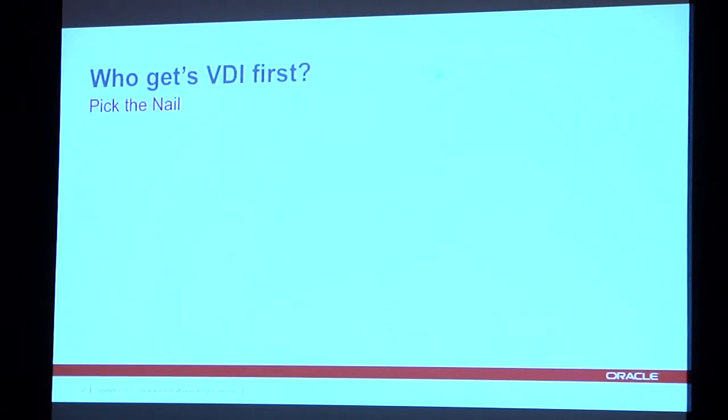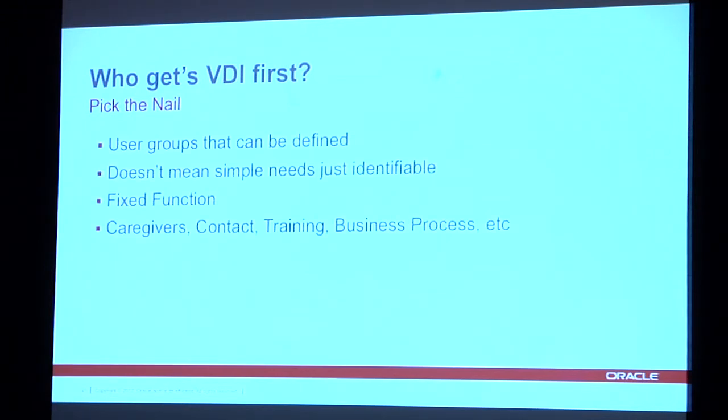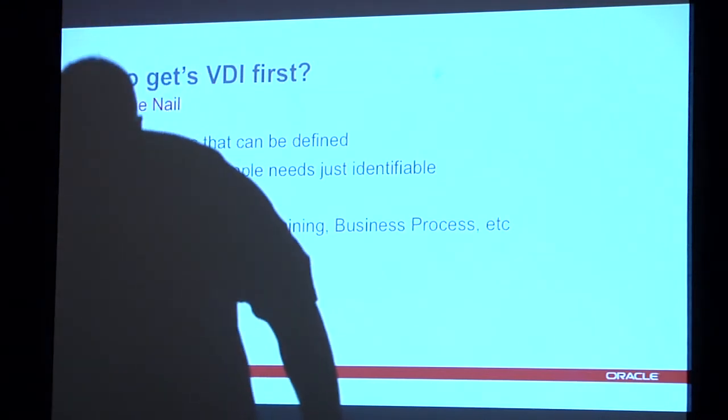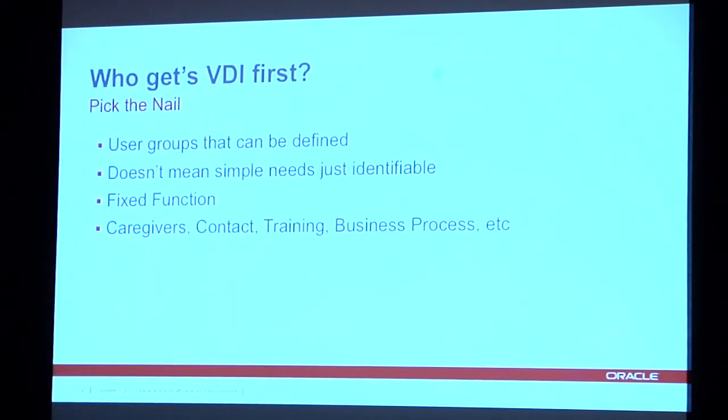Now, how do we pick this thing, right? Who gets VDI first for us? Most VDI projects fail because they intend to do it for everyone. So we like to really focus on a set of user groups that can be easily defined. And it doesn't necessarily mean they have a simple use case or a simple set of use cases. It just means that's something that's understood. So fixed function is very good. So things like call center, things like healthcare, and any group where you can understand what they're doing.